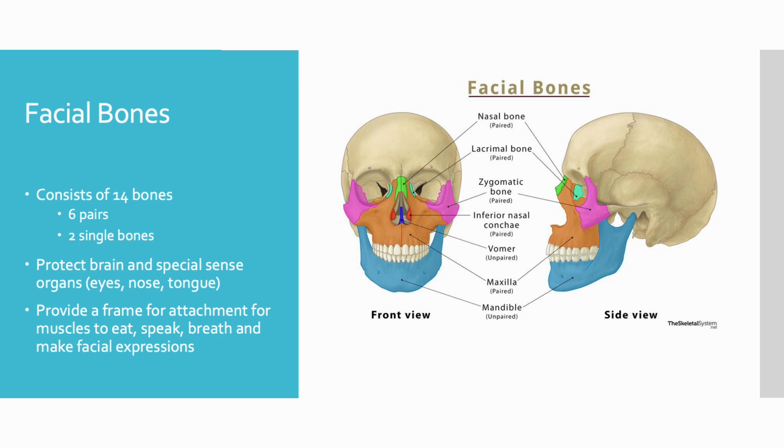Moving on to the facial skeleton. The facial skeleton is made up of 14 bones. 6 pairs make 12 of the bones, and then there are 2 more individual bones. So the facial bones have a few functions, such as protecting the brain and special sense organs like our eyes, our nose, our tongue, inside of our ears.